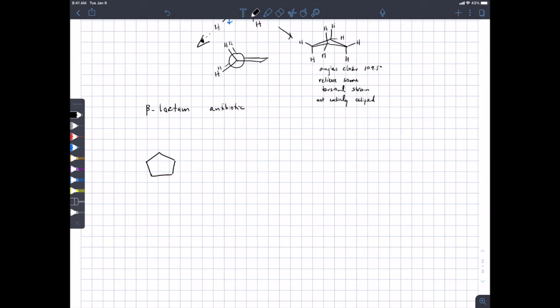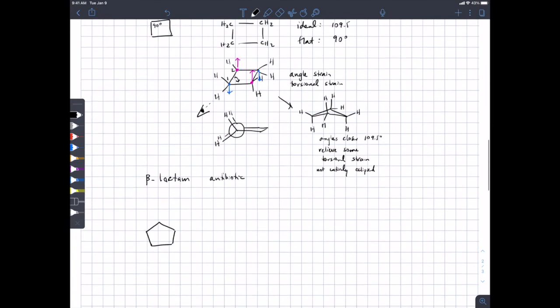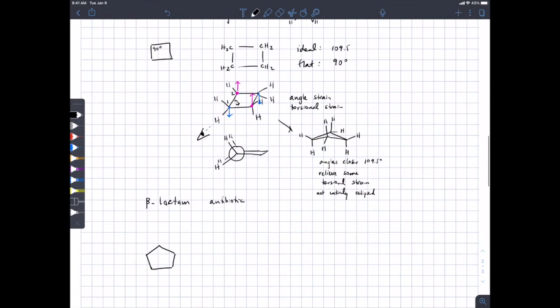What's the type of strain that's relieved when the butane is bent like that a little bit? The angle strain and the torsional strain. Okay, so both those are relieved. Yep. So the bigger the ring, then the less strain you have? That's right. Well, not, okay.